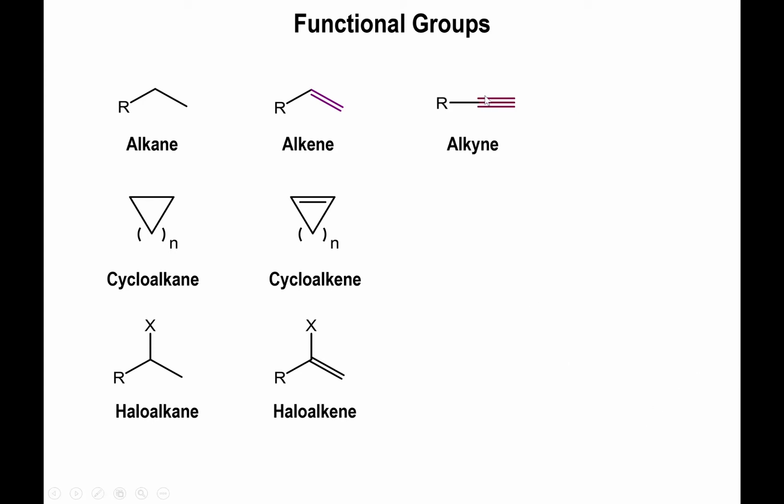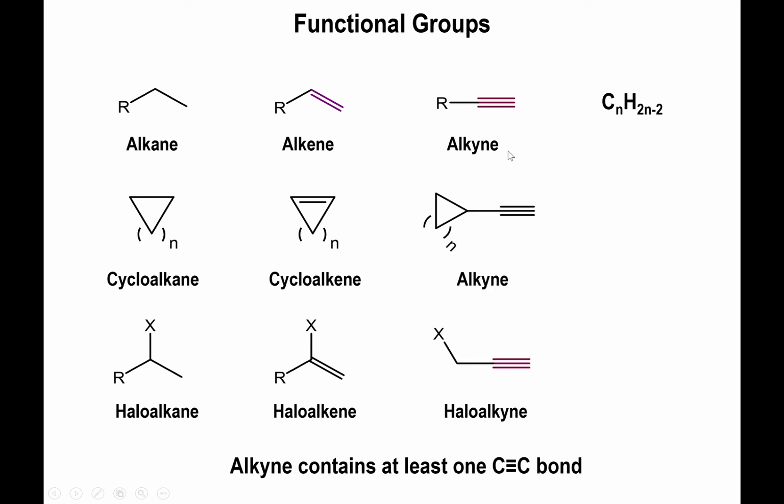Alright, and then you have the molecules that contain a triple bond in them. We basically call them alkynes. Having that triple bond gives a hydrogen count of 2n-2, which is 4 less than the maximum, and therefore the index of hydrogen deficiency for alkynes is 2.